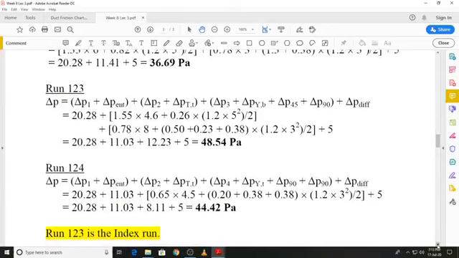And lastly, run 1 to 4, and you can see that because we have already got the results for segments 1 and 2, of course we write down the entire algebraic equation, but the numerical values you don't have to calculate. We can directly insert those values for segment 1, 20.28, and for segment 2, 11.03. All you have to do now is work out the pressure drop across segment 4.